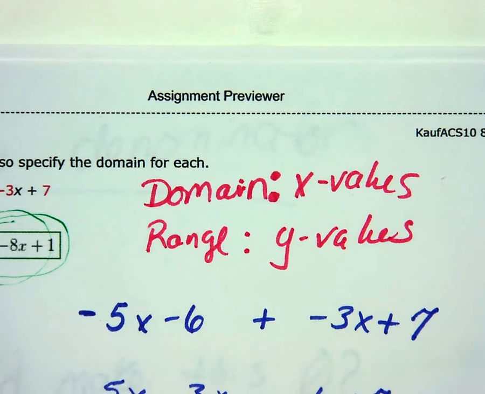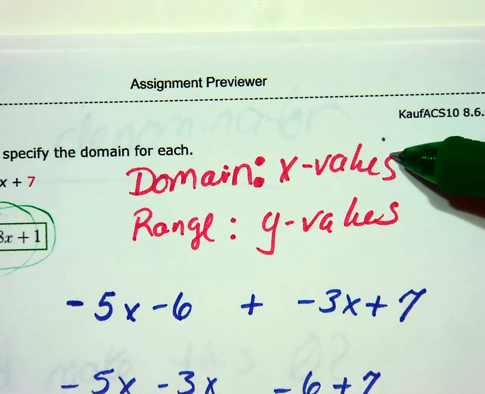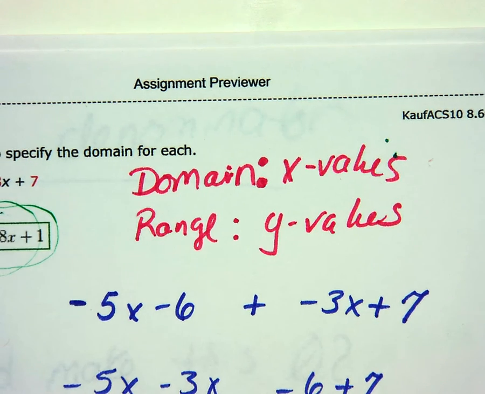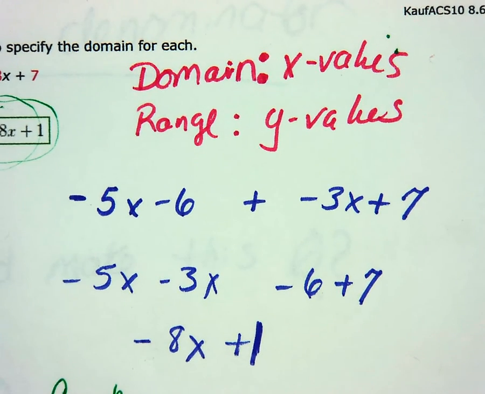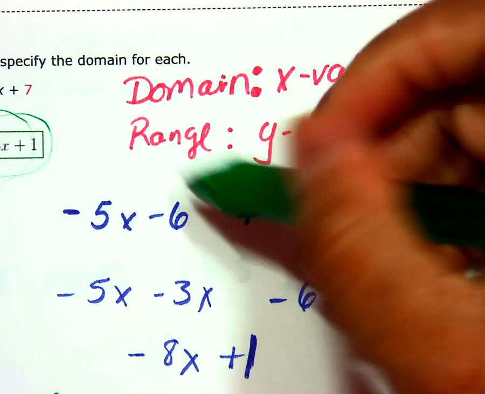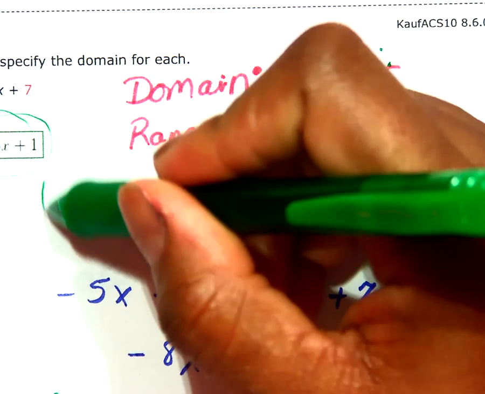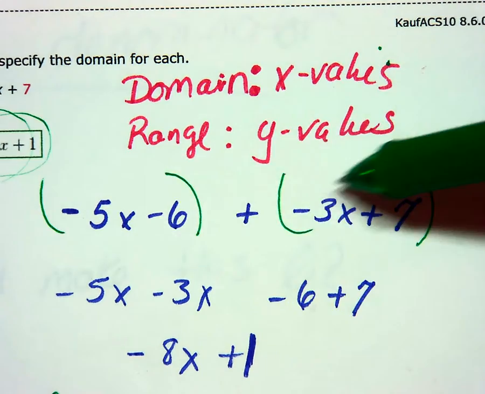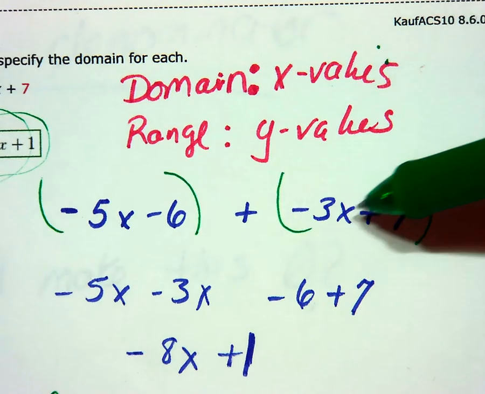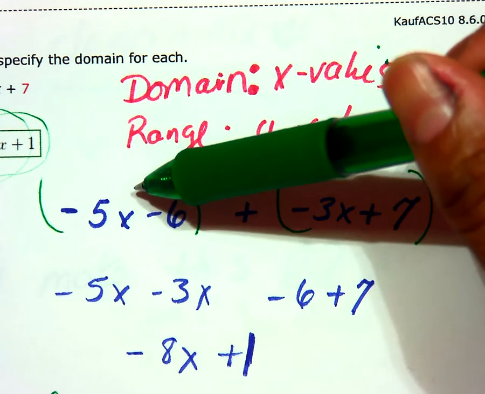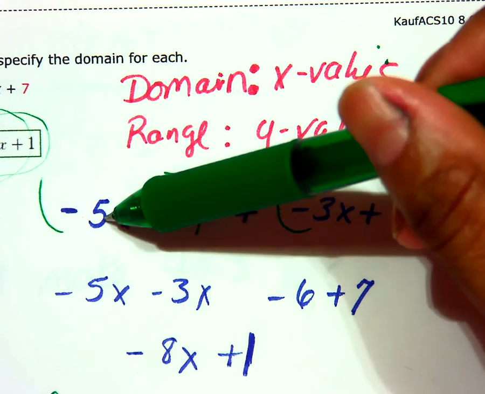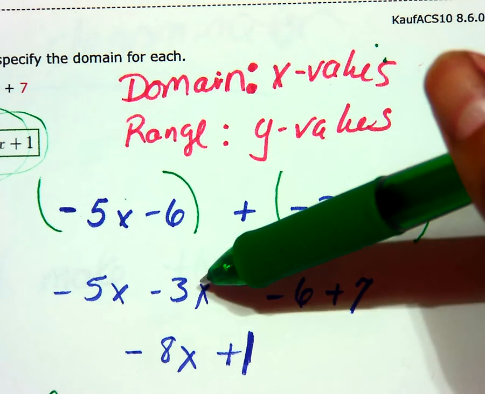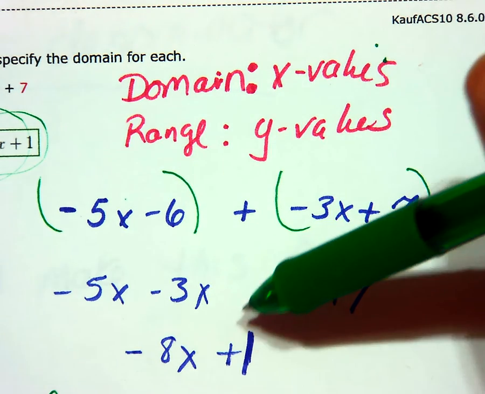In regards to the domain, that's dealing with your x values when you graph. In regards to the range, those are your y values when you graph. So let's figure out what we're graphing first. So here's the first part where we're adding the -5x minus 6 and the -3x plus 7. So I'm just using your parentheses so you can know exactly what you're doing. The first step is that I'm grouping my like terms, so that's the ones with the x's, and then the ones without the x's. So now once I simplify, I have -8x plus 1.